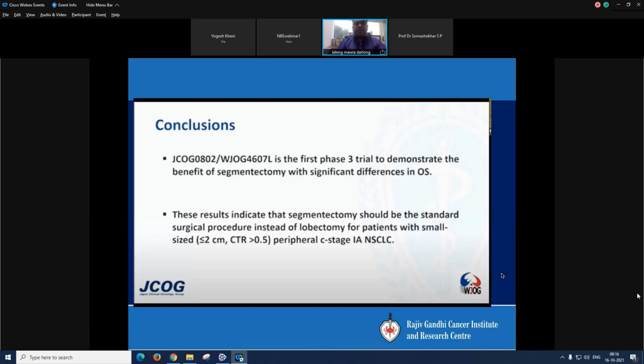And this result indicates that segmentectomy should be the standard of care instead of lobectomy for patients with small size, less than 2 centimeter, CT ratio, that's the consolidation tumor ratio, more than 0.5, peripheral stage 1A NSCLC. They have not included middle lobes in their studies.